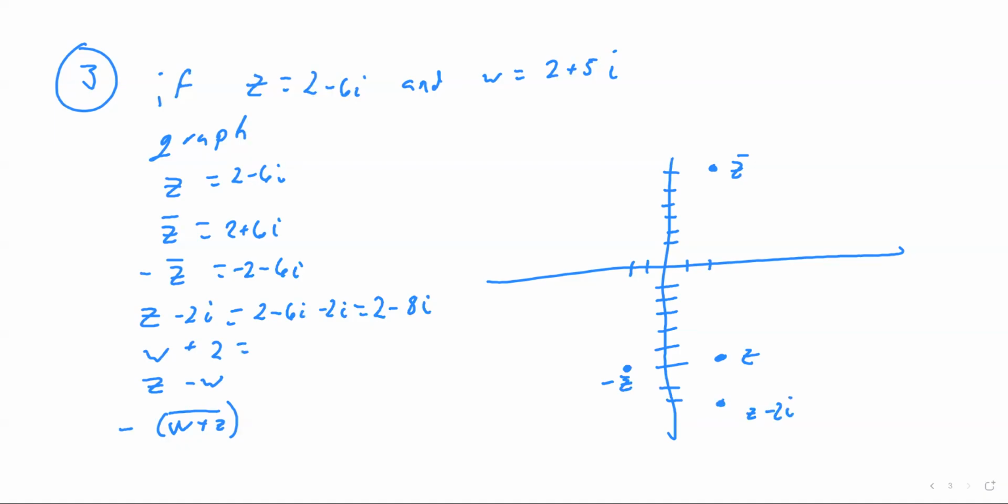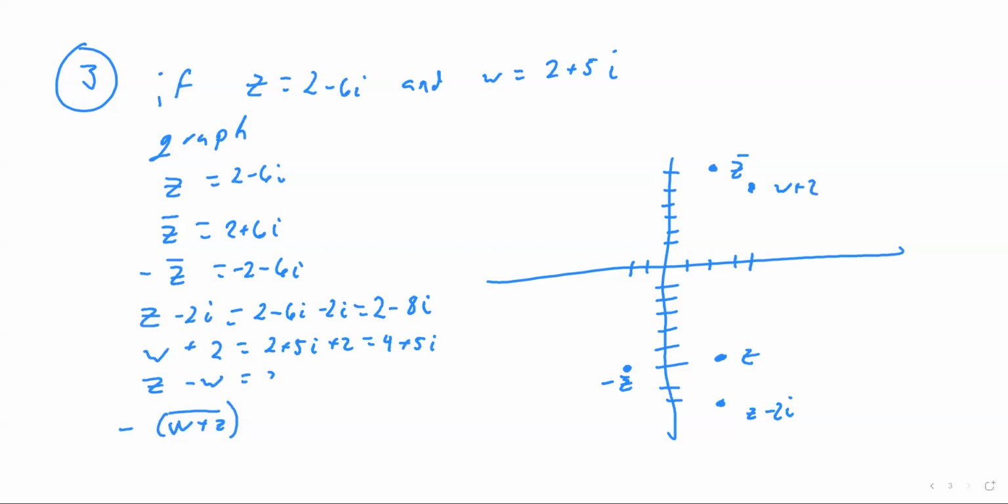w plus 2, I'm literally going to go 2 plus 5i plus 2. So what would I do to combine this one? 4 plus 5i. So then now I go 5, would be right here. So about right there would be what w plus 2 is.